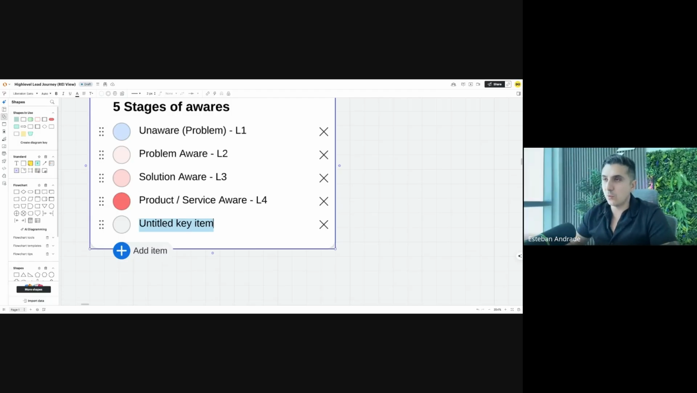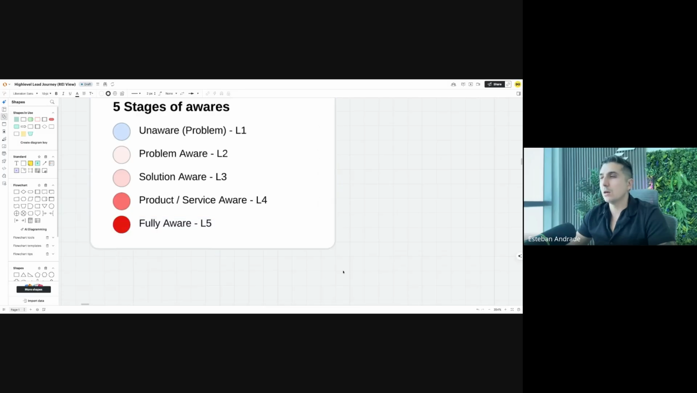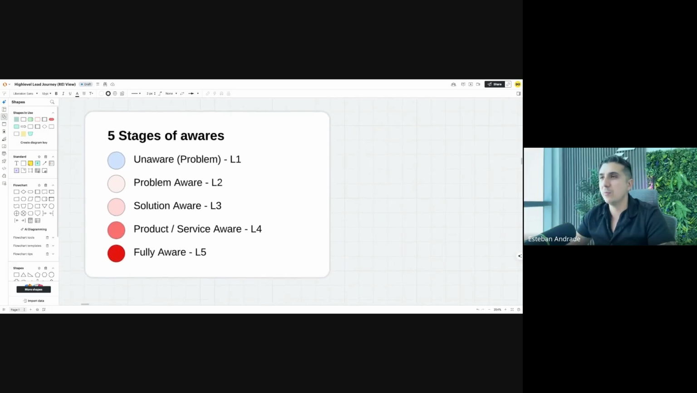Now, the next one would be fully aware, right? Normally, these are people that have already purchased your product, or somehow they're in your pipeline, really, really close to closing. But there's something logistical or potentially something else that is not allowing them. Or maybe you already closed them and you just have to find ways to actually make more money from them, right? That's like level 5.